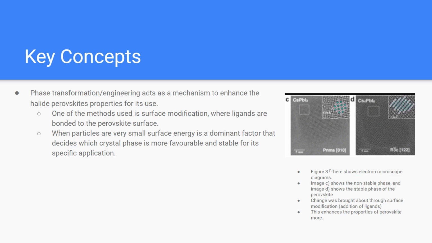And one of the main methods is surface modification, where ligands are bonded to the surface of the perovskites. And this is very important because when particles are very small, surface energy is the dominant factor that decides which crystal phase is more favorable and stable. As we can see, an example on the right here, image D is a non-stable phase, image D is a stable phase, and this change is brought about through ligand addition.